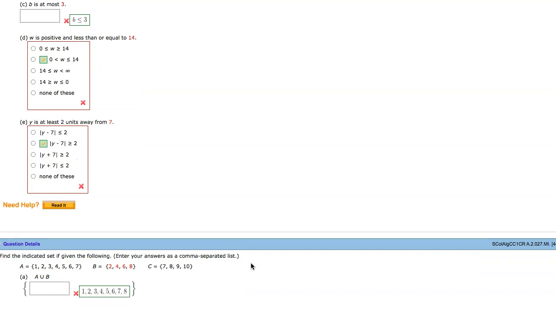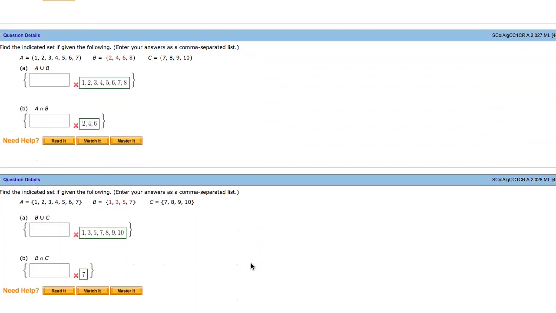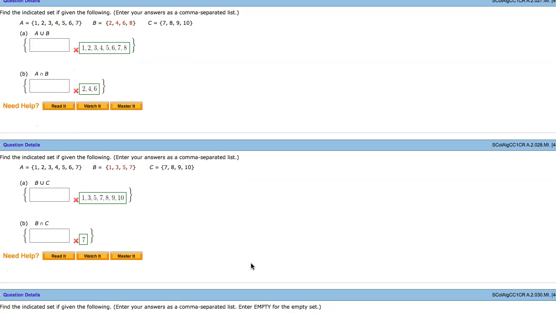Okay. Now let's go down and look at number 17. On number 17, find the indicated set. Now, this is a different topic. This is a change of the guard. We're talking about union and intersection. Sometimes we call these symbols cup, C-U-P, for union, and cap, C-A-P, for intersection. Cap for intersection here on part B, and cup, which looks like a cup you could pour water in, for part A, the union.